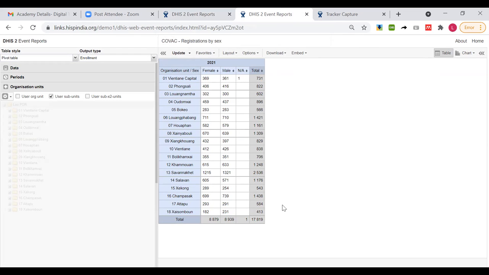Is that clear? Any questions based on the two types of pivot tables that we discussed here? Because this is something that is very important to understand, the difference between using enrollments and events.